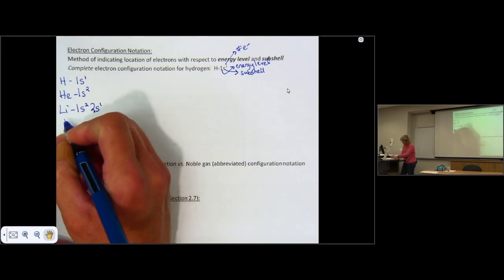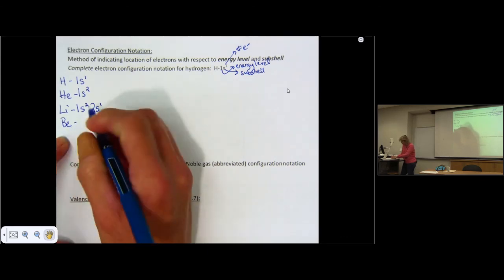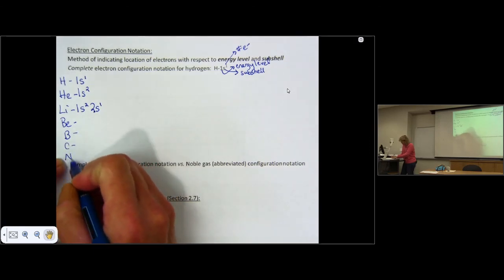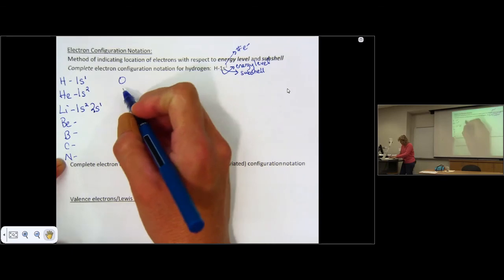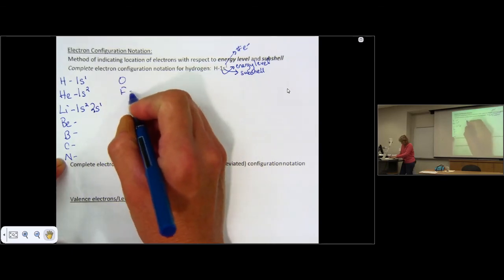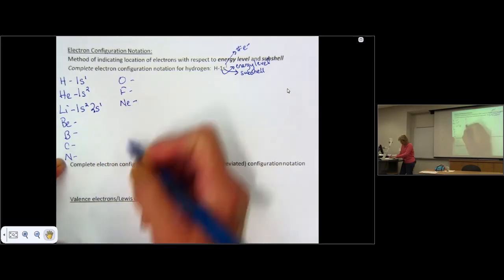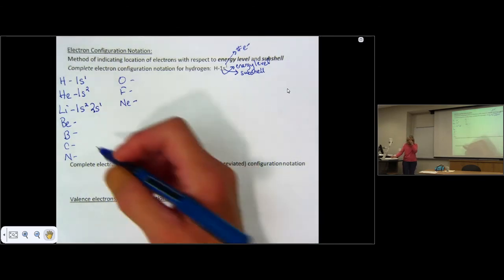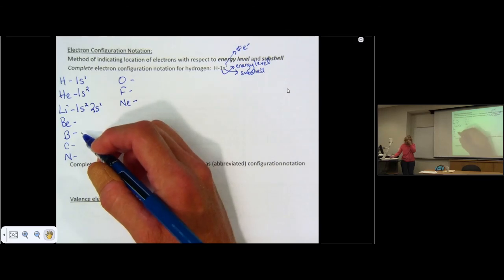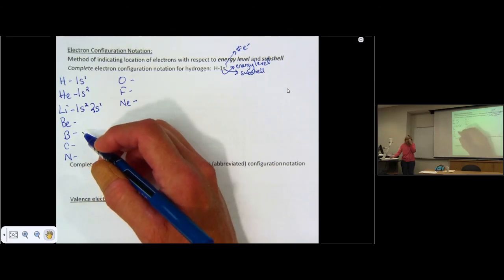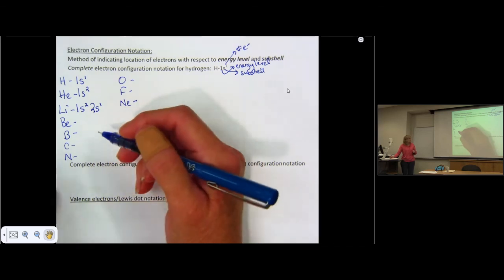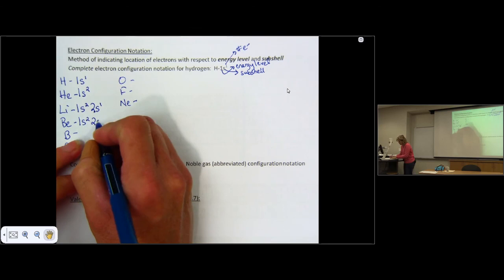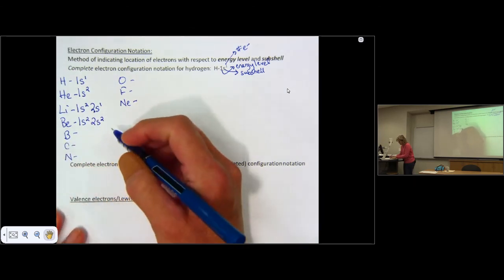So there's sodium. I'm sorry, no, that's not sodium. Beryllium, boron, carbon, nitrogen, oxygen, fluorine, and neon. What will beryllium be? What will we write for beryllium? 1s2, 2s2.